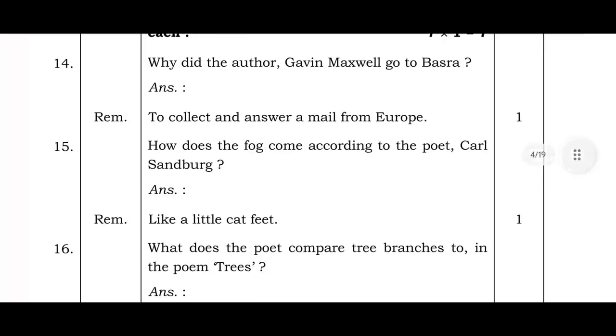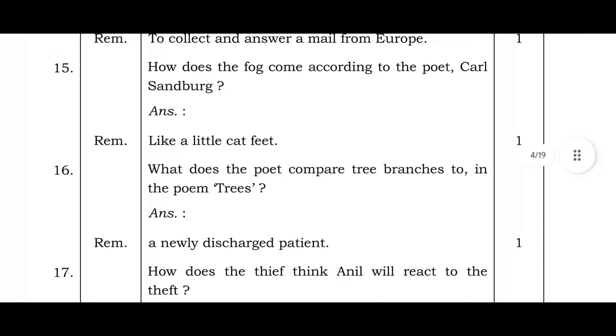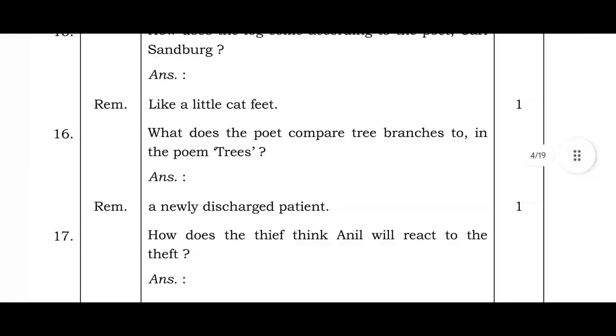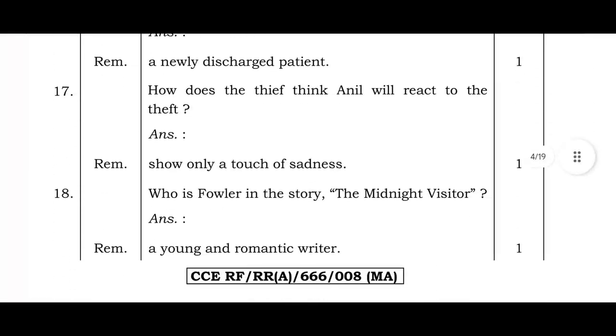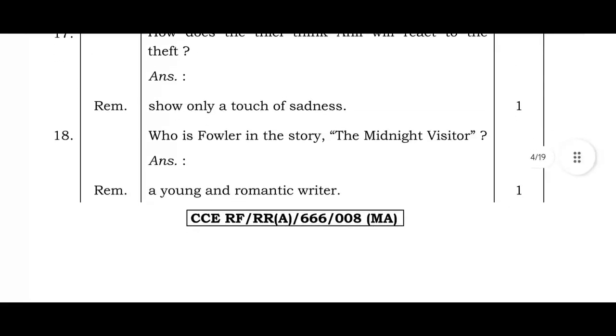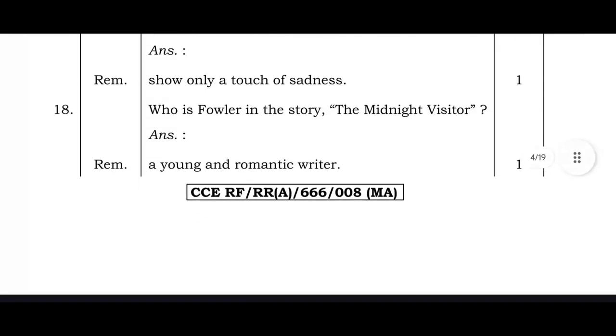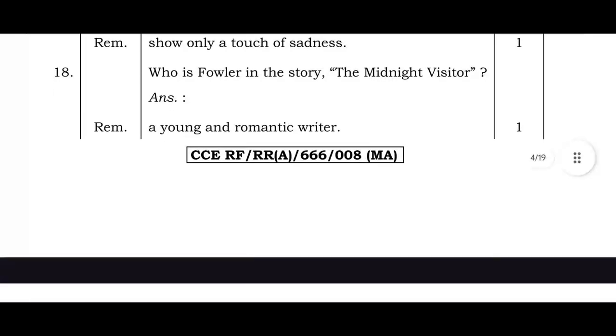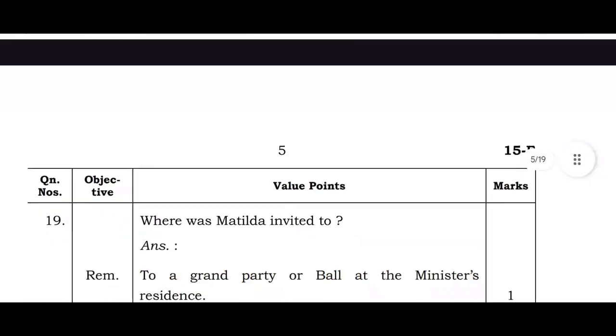How does the fog come according to the poet Carl Sandburg? Like a little cat's feet. What does the poet compare tree branches to in the poem Trees? A newly discharged patient. How does the thief think Anil will react to the theft? Show only a touch of sadness. Who is Fowler in the story The Midnight Visitor? A young and romantic writer.